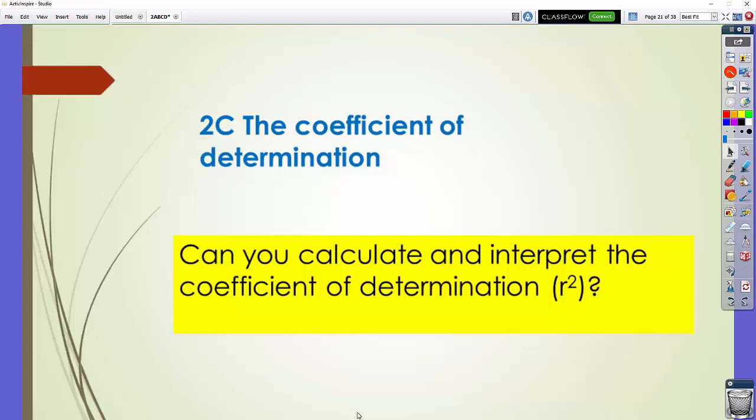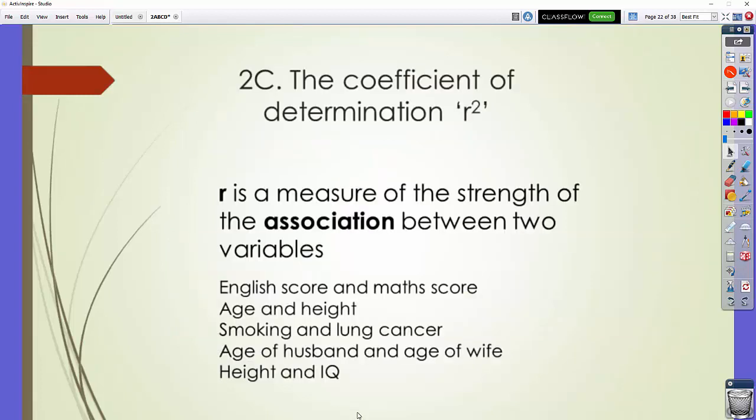R squared, you may have seen R squared on your calculator screens, is what we're going to call the coefficient of determination. And why is it R squared? What does it mean? That is all coming up. So going back over R briefly, it's a measure of the strength of the association. You know that. And these are some examples here of pairs of variables which may or may not be associated.